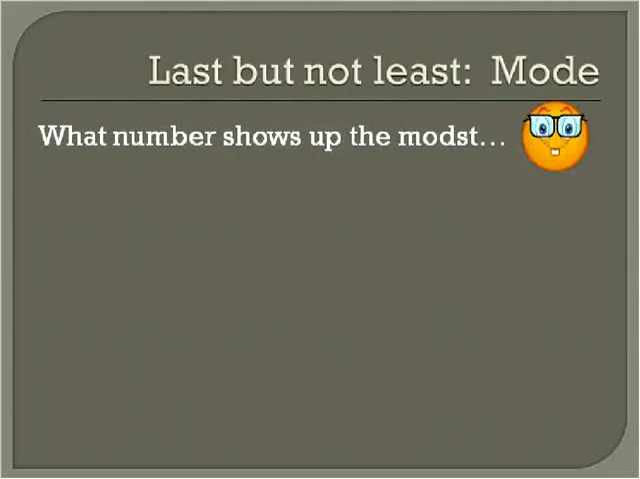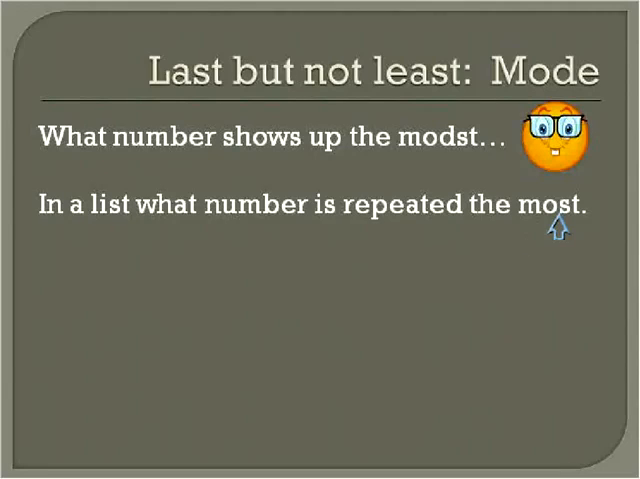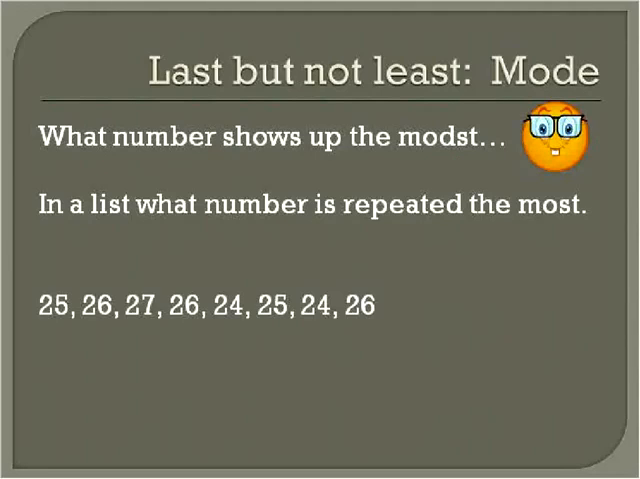The last way of finding an approximate average is called mode. It's whichever number shows up the most. You have a list of numbers, and you choose the number that is repeated the most. I said "mode" so that it can help you remember.